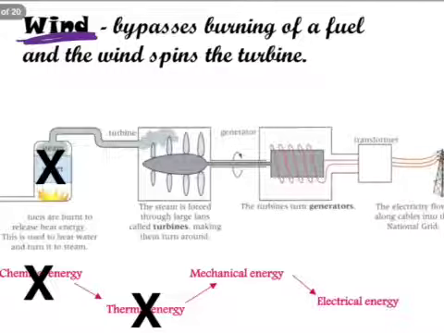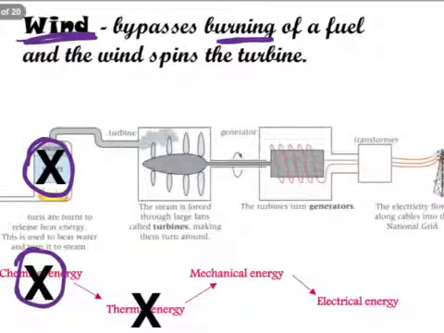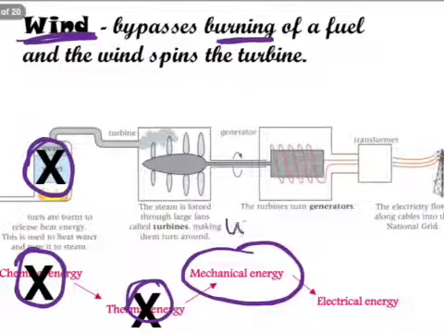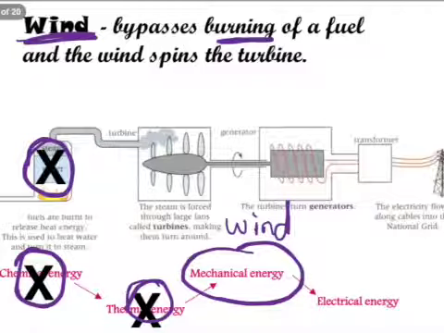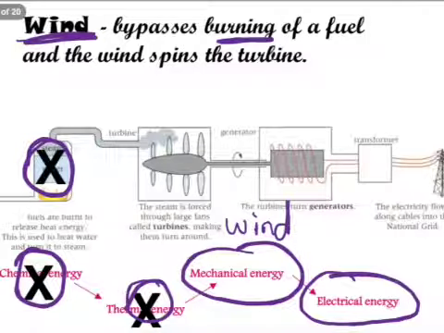What's nice about wind, we bypass the burning of anything. Okay, so we're not burning anything. The chemical energy step is eliminated, and actually the thermal energy step too. All you're doing is using the wind to spin the turbine. So the wind itself spins the turbine, spins the generator, so you have mechanical energy from the wind that's going to be used to spin a generator, and then the generator generates the electricity and it goes out to the homes. So you see we're skipping 2 steps.